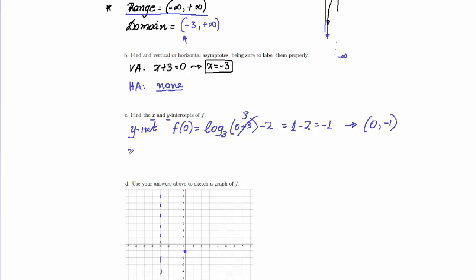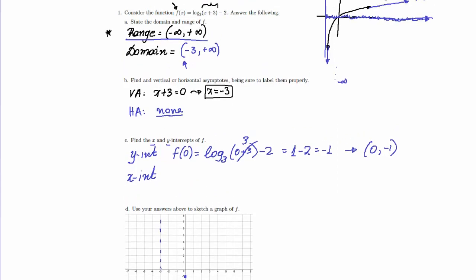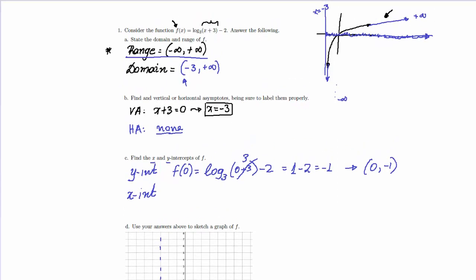Now I want to find the x-intercept. The x-intercept is going to be slightly more complicated. Why? Because now I need to set the function, the function that I have right here, f of x, equal to 0. And then I want to find what is the x in this case.